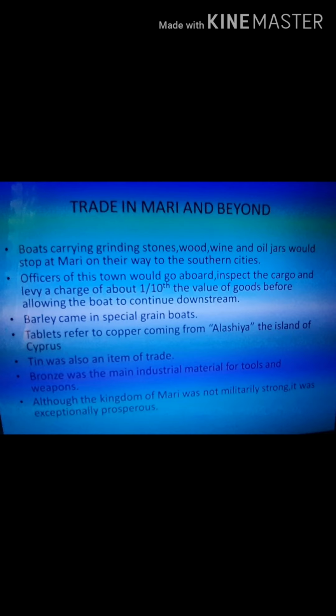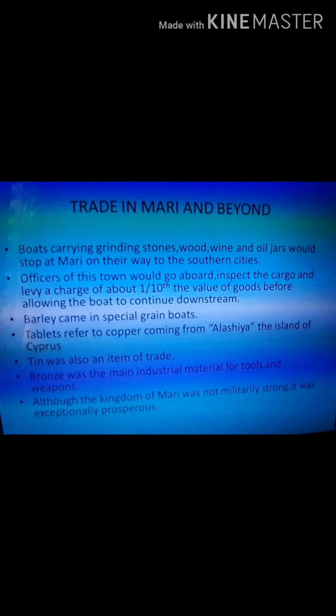Trade in Mari and beyond. It is said that boats carrying grinding stones, wood, wine, and oil jars would stop at Mari on their way to the southern cities. Officers of this town would go aboard, inspect the cargo, and levy a charge of about one-tenth of the value of goods before allowing the boat to continue downstream.